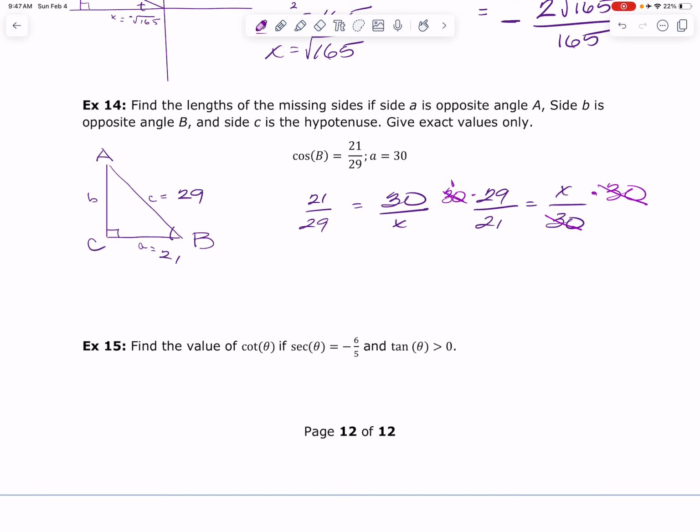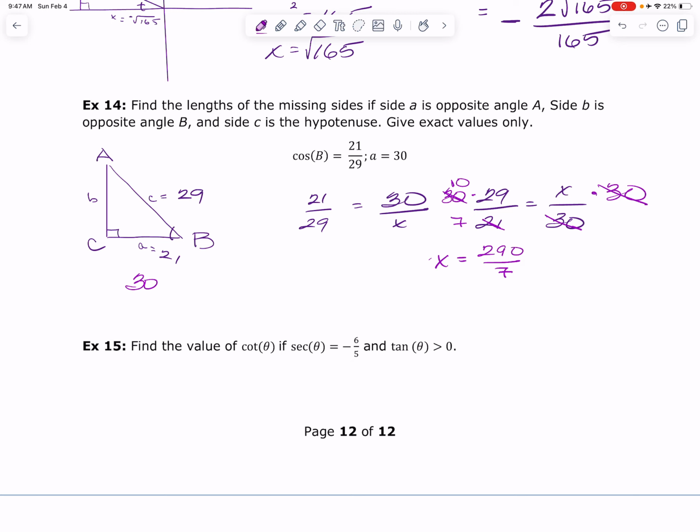3 goes into 30 10 times. 3 goes into 21 7 times. I have got an x, or my c, actually, I guess I should have just labeled it c, is 290 over 7. That's not fabulous, but we can work with that. So A is 30. C is 290 over 7.